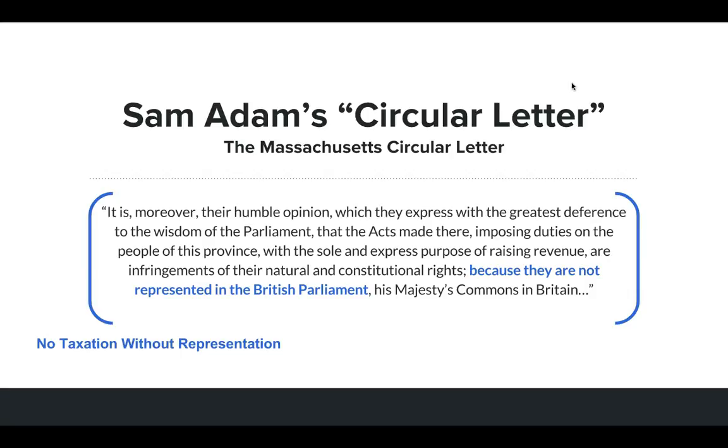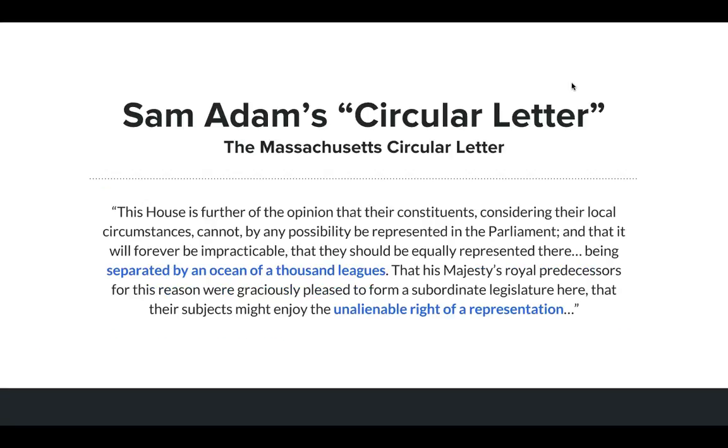And so he's using the same argument again. We should not be being taxed if we're not going to have an opportunity to represent ourselves in British Parliament. He continues, "This House is further of the opinion that the Constitutes, considering their local circumstances, cannot by any possibility be represented in the Parliament, and that it will forever be impracticable that they should be equally represented there, being separated by an ocean of 1,000 leagues, that His Majesty's royal predecessors for this reason were graciously pleased to form a subordinate legislature here, that their subjects might enjoy the unalienable right of a representation."